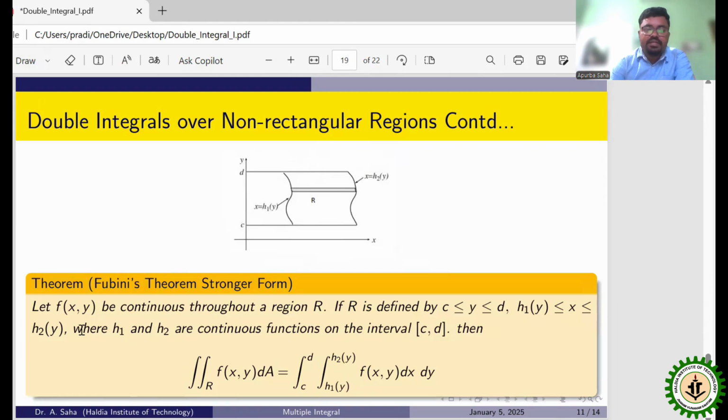Similarly, let f(x,y) be a continuous function throughout a region R, and this region R is defined in this way: y from c to d and x from h1(y) to h2(y), where h1 and h2 are continuous functions on the interval [c,d]. Then the double integral over R of f(x,y) dA equals the integral from c to d, of the integral from h1(y) to h2(y), of f(x,y) dx dy.